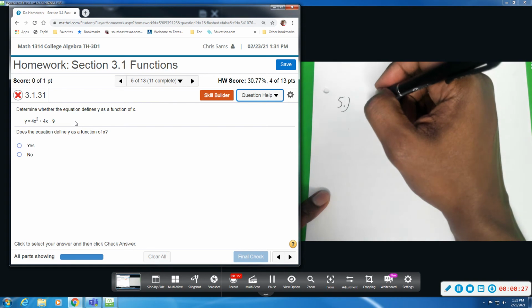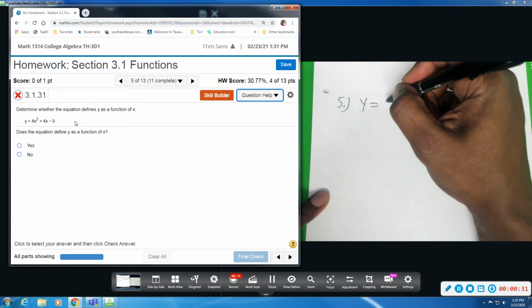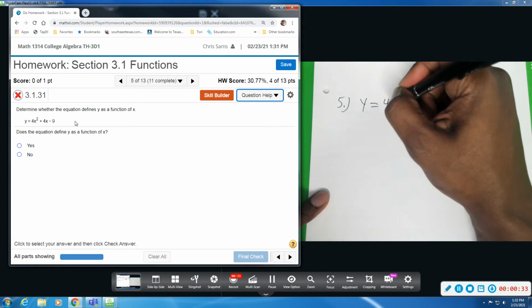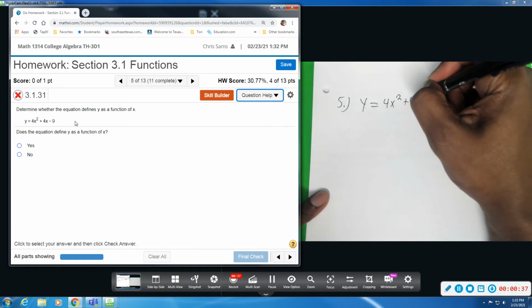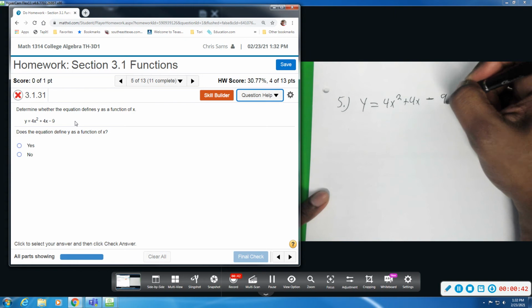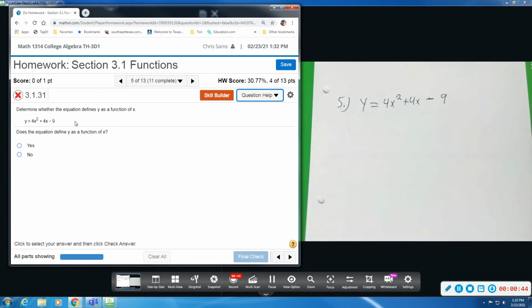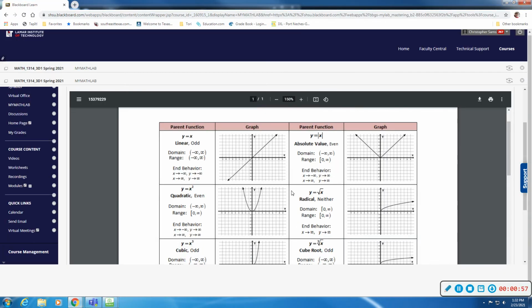So, we want to know: is the equation y equals 4x squared plus 4x minus 9 a function? Alright, so look at the highest power of the equation, which is x squared, and if you're familiar with the parent functions, it would help you get a mental picture of what the graph looks like.